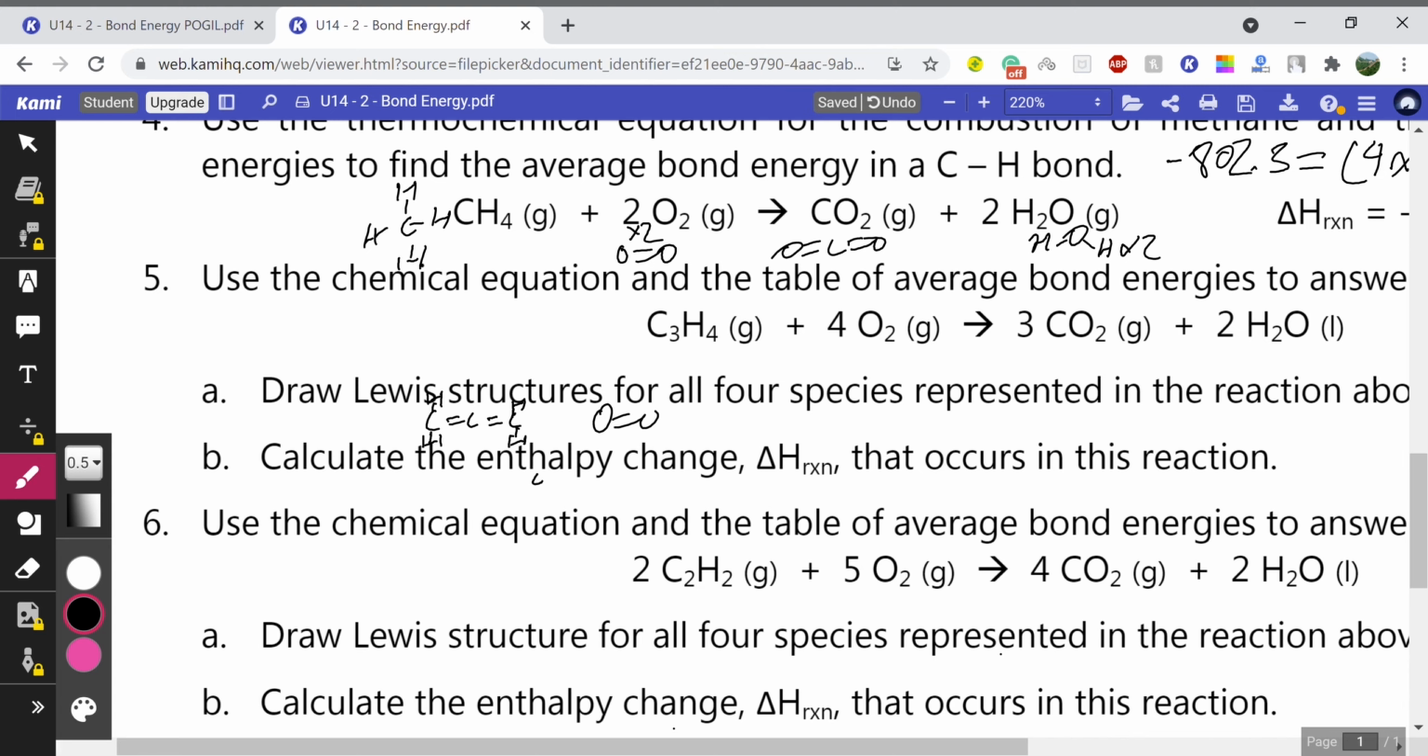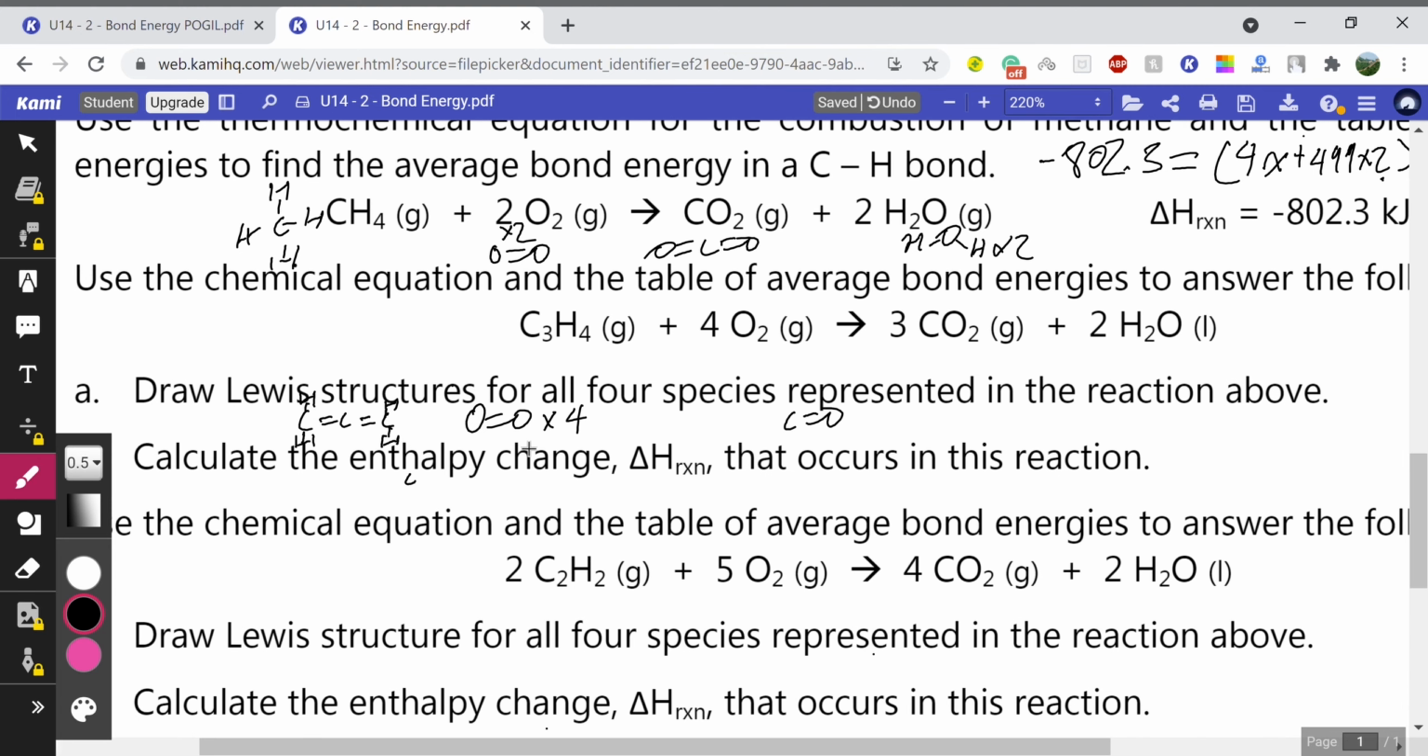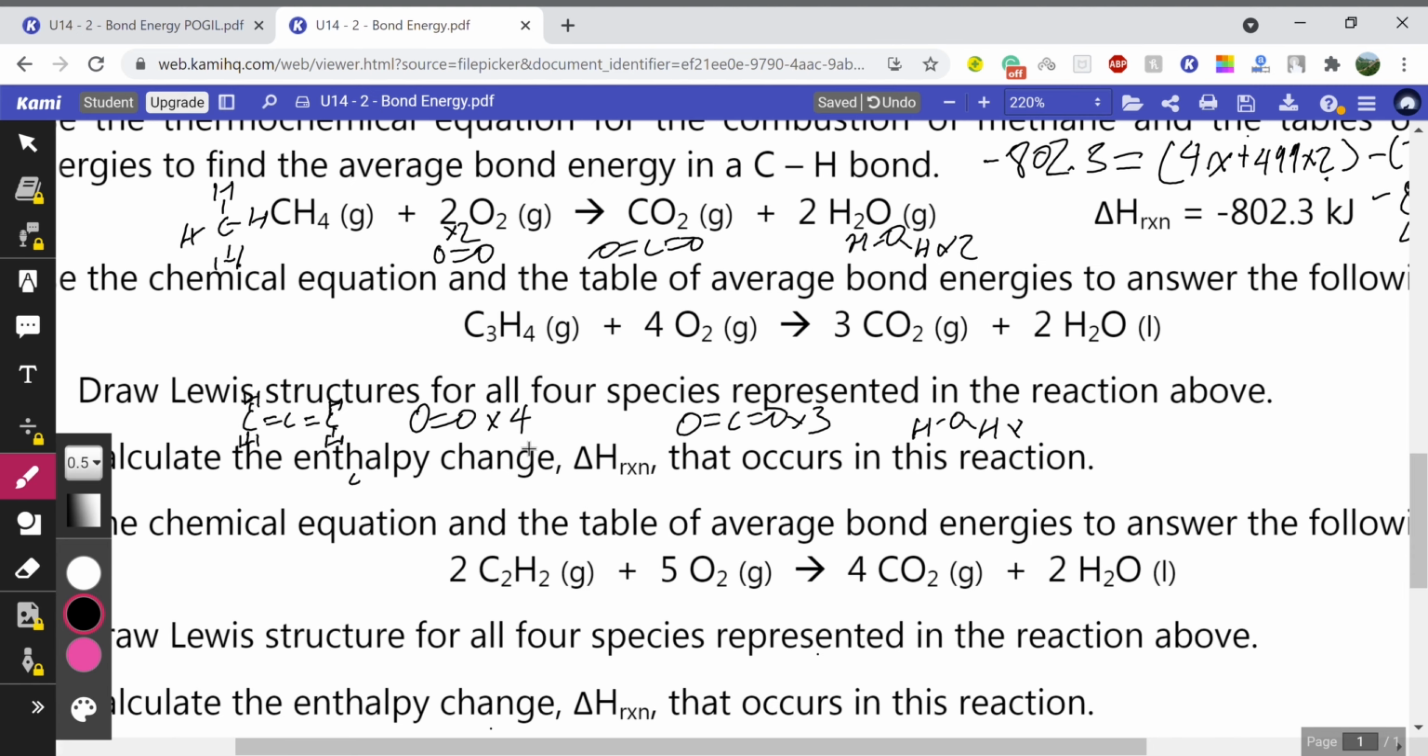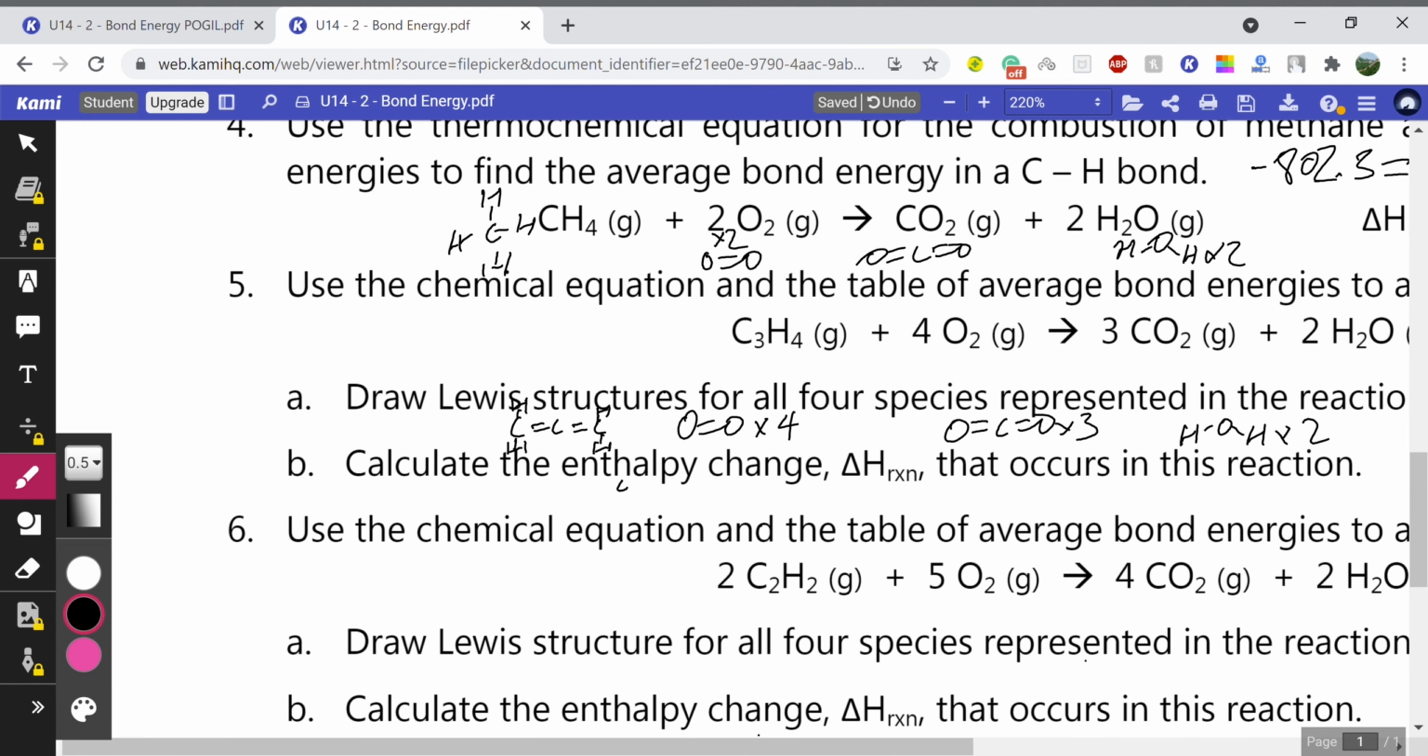O2 will be double bond O, as we learned, times 4. And then CO2 will be C double bond O times 3. And H double OH bonds times 2. Alright, calculate the enthalpy change that occurs in the reaction.